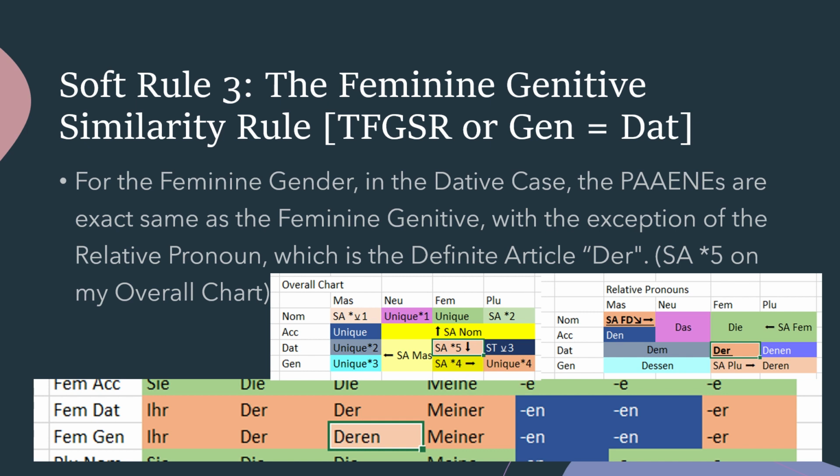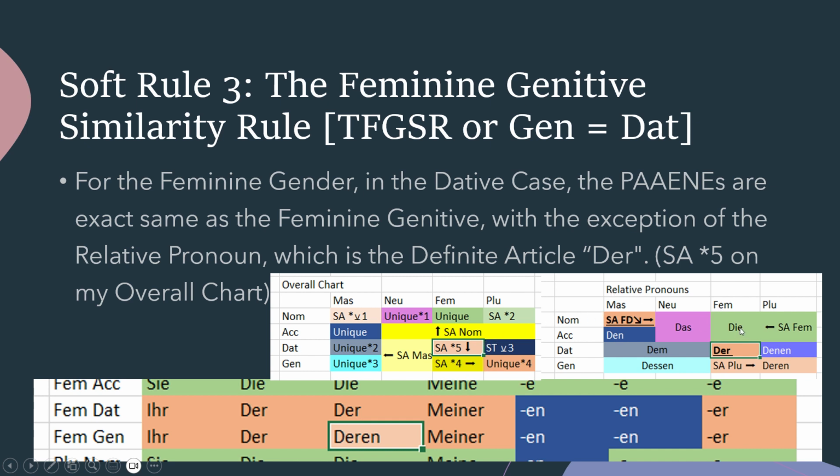Soft rule 3, basically the exact same thing, but slightly different. For the feminine gender in the dative case, the stuffs are the exact same as the feminine genitive, with the exception of the relative pronoun, which is the definite article der, SA star 5 on my overall chart. So as you can see here, SA star 5, this is the same as star 5. Here, look at the relative pronouns.